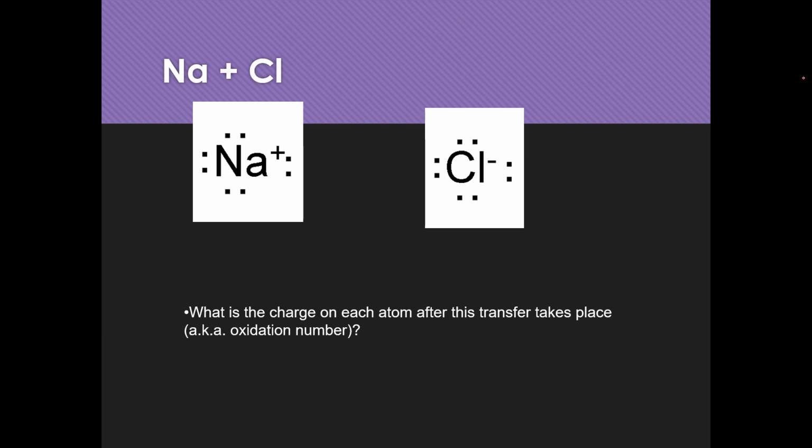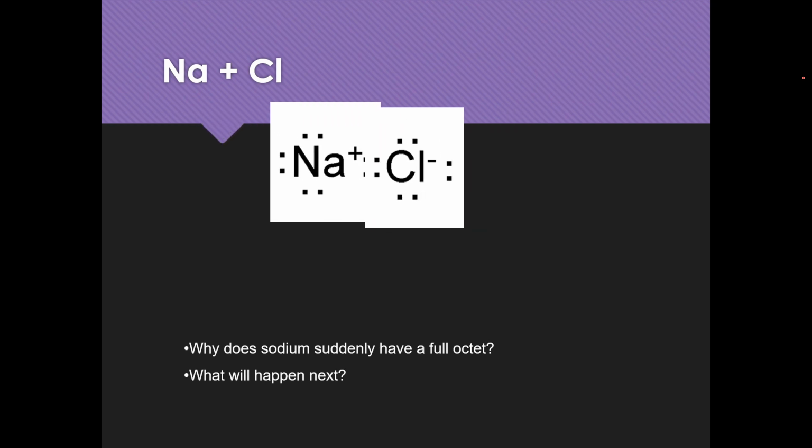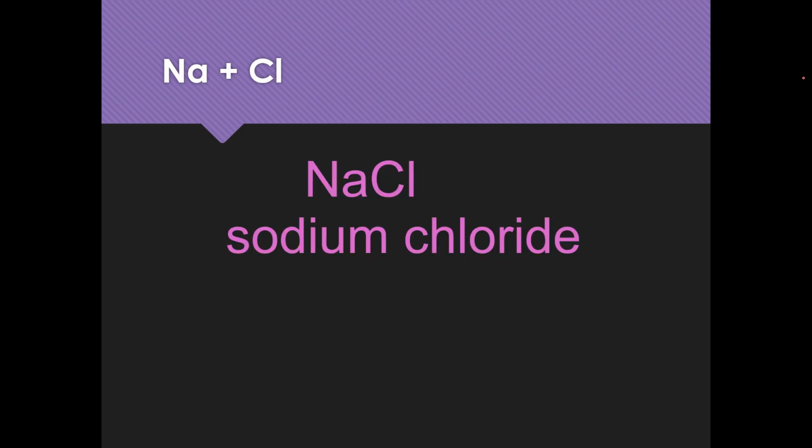Now we have sodium with a plus charge and chlorine with a minus charge, and they are going to be electrostatically attracted to one another. And when they are, they form a compound. That compound is called sodium chloride. So the process where A, one atom loses electrons, B, the other atom gains electrons, and then C, the plus and minus ions come together, that's called ionic bonding.